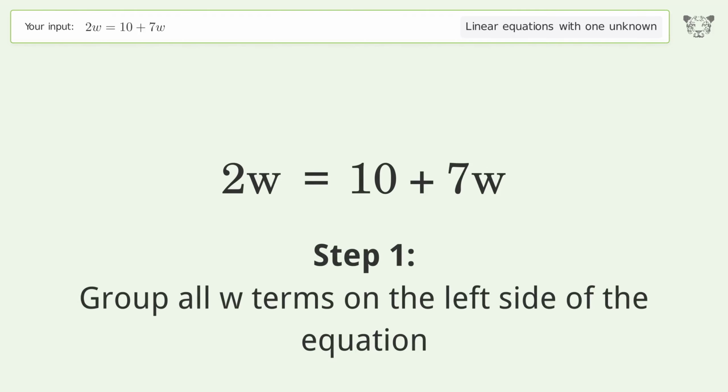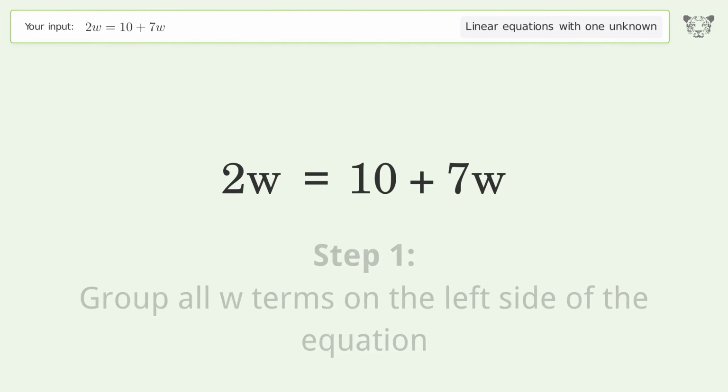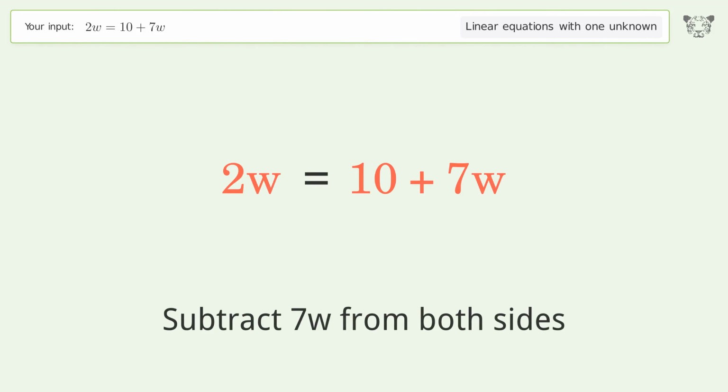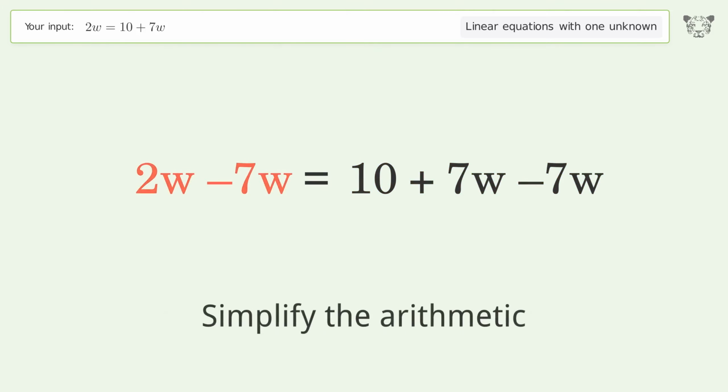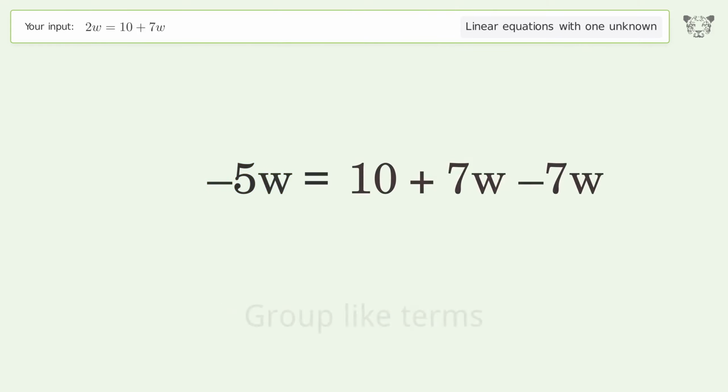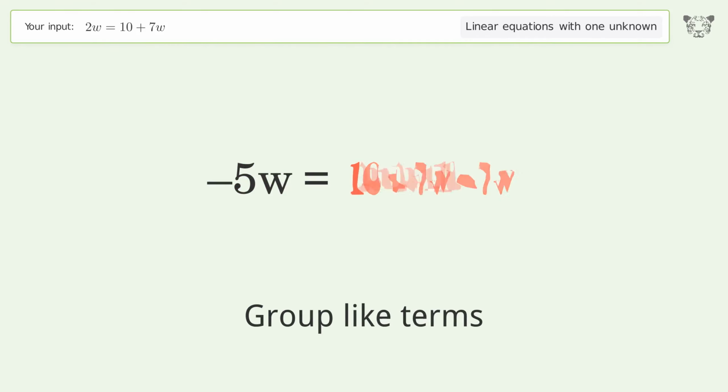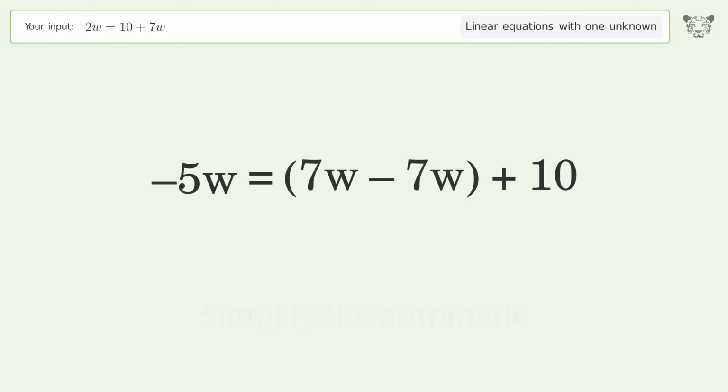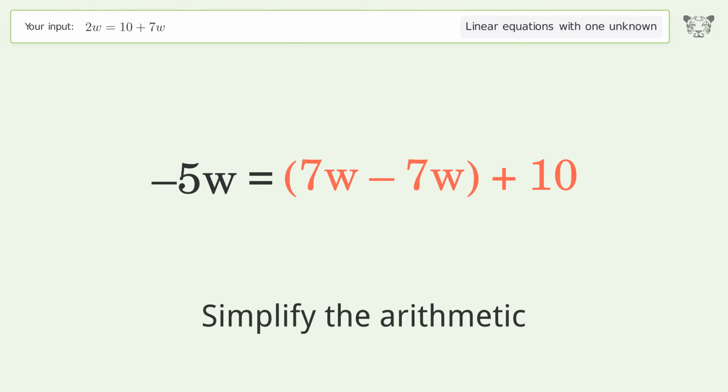Group all w terms on the left side of the equation. Subtract 7w from both sides. Simplify the arithmetic. Group like terms. Simplify the arithmetic.